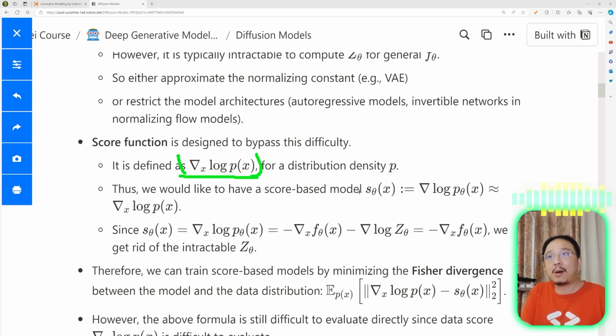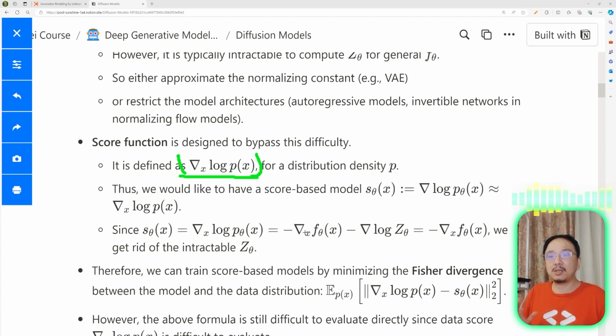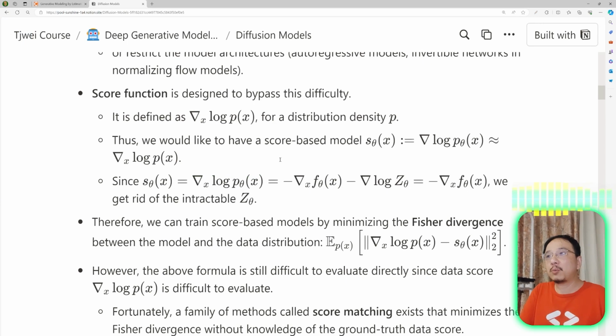So there are two obvious questions we should answer. The first one is, is this score function actually any easier to compute than the original log p? That's the first one. And the second one is, even if we compute this score function, can we actually use it to do the sampling so that we can generate images? So we are trying to answer these two issues. We start from the first one.